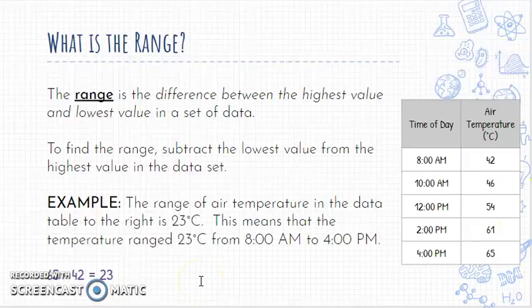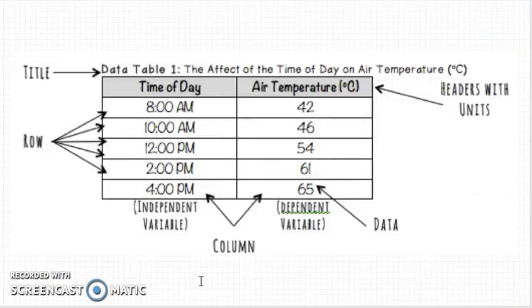So we would describe that as saying this means that the temperature range is 23 degrees between 8 a.m. and 4 p.m. I would want to find this if somebody says, what's the difference in temperature in the afternoon compared to the morning? You would say there's a difference of 23 degrees.